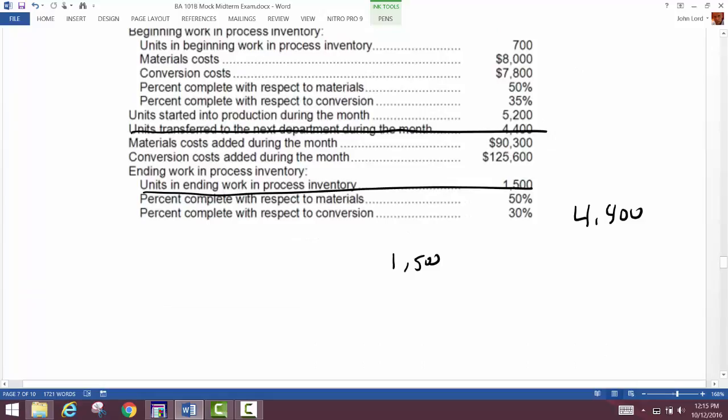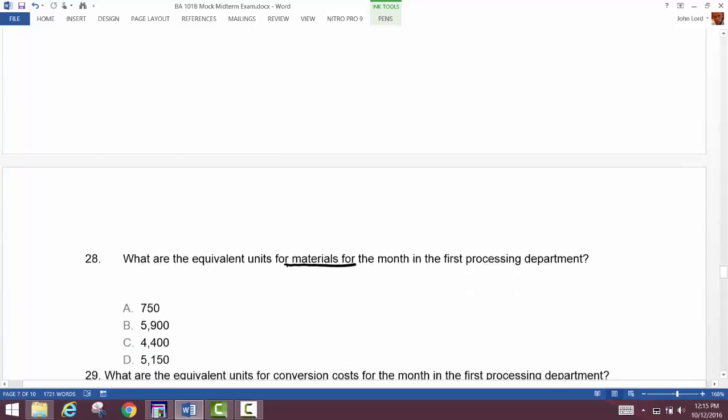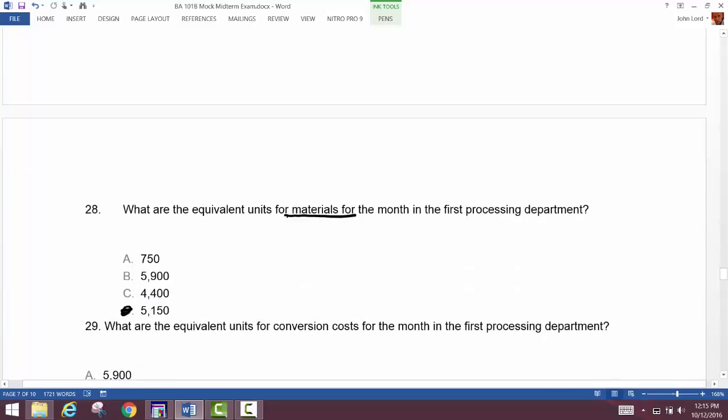So how much done was I for materials? 50% done for materials. Which is actually the same number if I put another zero there. But 50% would be the same thing. So what is that? 750. So 4,400 plus 750 is 5,150. Okay. So even though they gave me a lot of information in that table, it actually was easier, wasn't it?